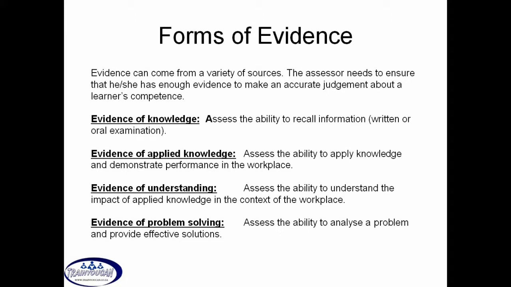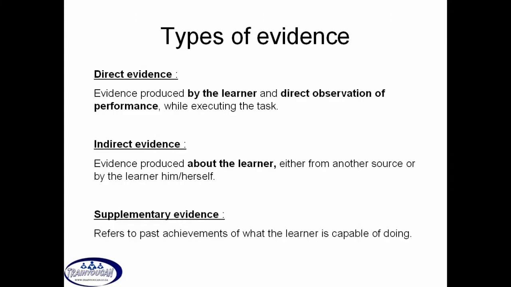Forms of evidence is the evidence you want to collect, or could collect from the learner. This might be evidence of knowledge, applied knowledge, understanding, or problem solving. Types of evidence is how you check if you have enough evidence for the assessment guide. For example, OBE is based on 30% theory and 70% practical learning. This also means that we want to see 30% theoretical evidence such as indirect and supplementary evidence. The 70% practical evidence can only be direct evidence.